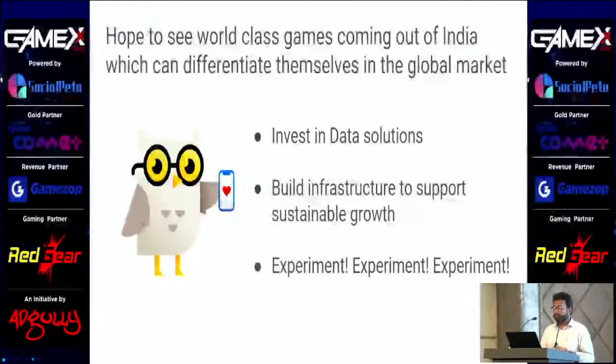So this is my wish, that we see more mid-core and hardcore games coming out of India, which can differentiate themselves in the global market, right? So build high quality games which can stand in the ranks in the global market, which can be done. You can be more competitive by investing in data solutions and building the right infrastructure to support your games, and experiment. The more you experiment, the easier it will be for you to remove redundancies and inefficiencies from your games, and capture the right value from your users.